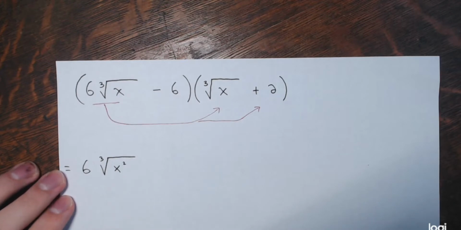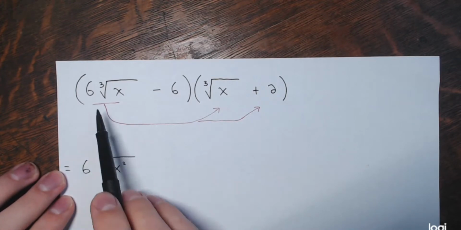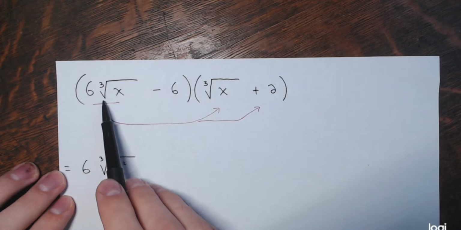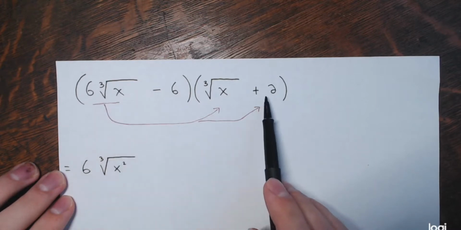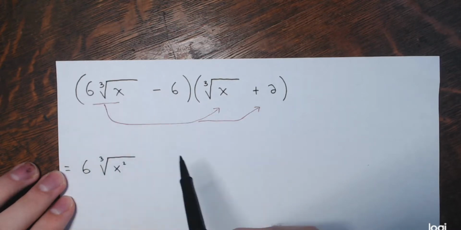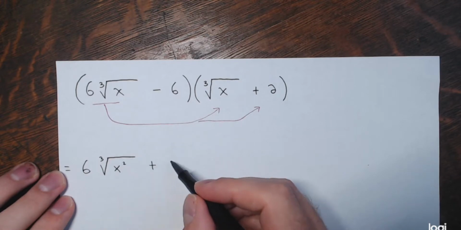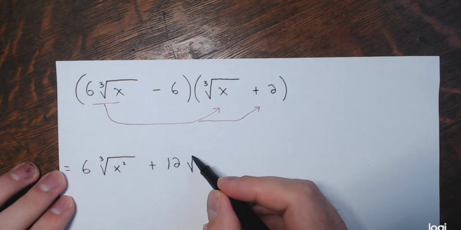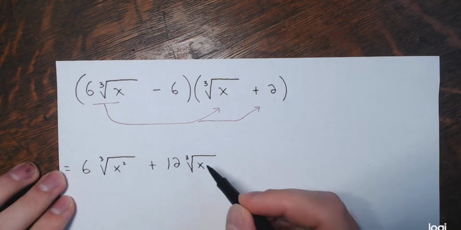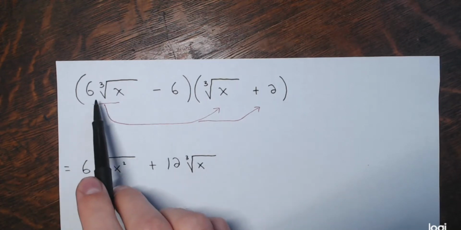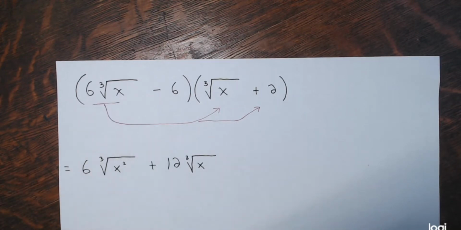Right? And just like the last example, cube root of x times cube root of x would be the cube root of x squared. Then we have positive 6 times the cube root of x times 2, which would be 12 times the cube root of x, right? Plus 12 times the cube root of x. Okay, now I'm done with this 6 cube root of x term distributing.